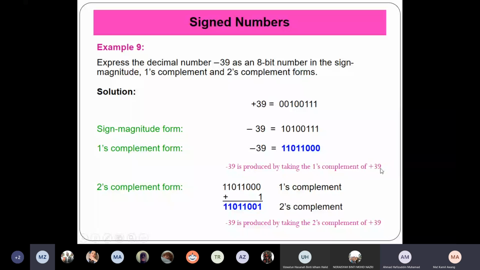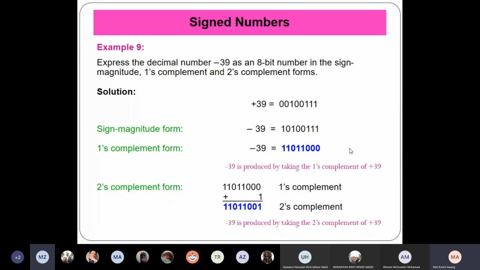So you see this? Positive 39 here. Basically you invert, and the sign bit is also inverted. Compare this with this. So basically you just reverse: 0 to 1, 0 to 1, 1 to 0, 0 to 1, 0 to 1, 1 to 0, 1 to 0, 1 to 0. Okay?